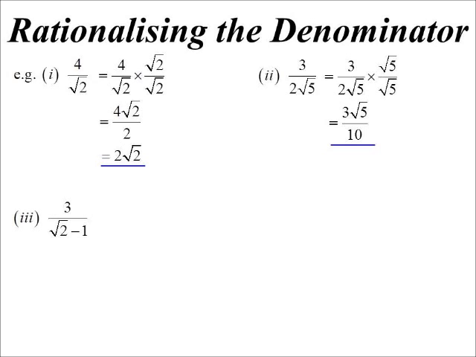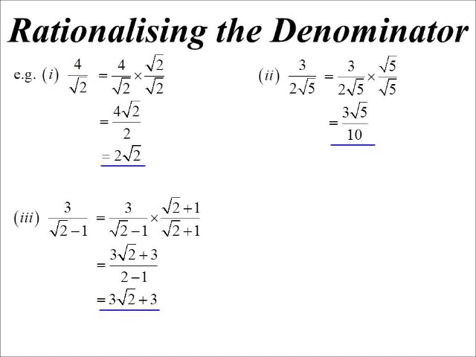Then we get these ones where we have 2 terms in the denominator. That's where we multiply by the conjugate, because the conjugate will create the difference of 2 squares, and the difference of 2 squares will always create a rational number. So we multiply by root 2 plus 1. And on the bottom becomes 2 minus 1, which is, of course, 1. And there's our answer.